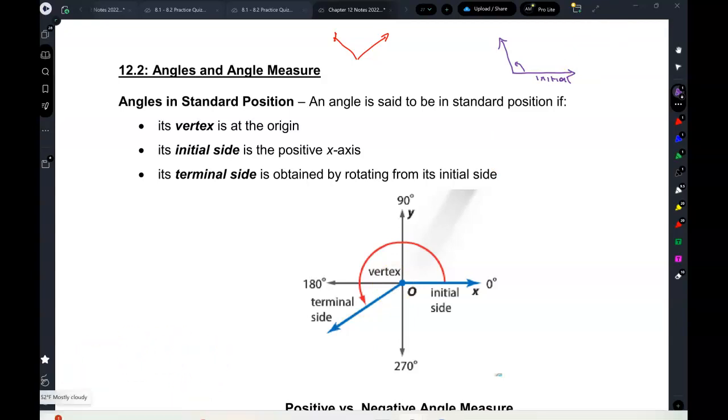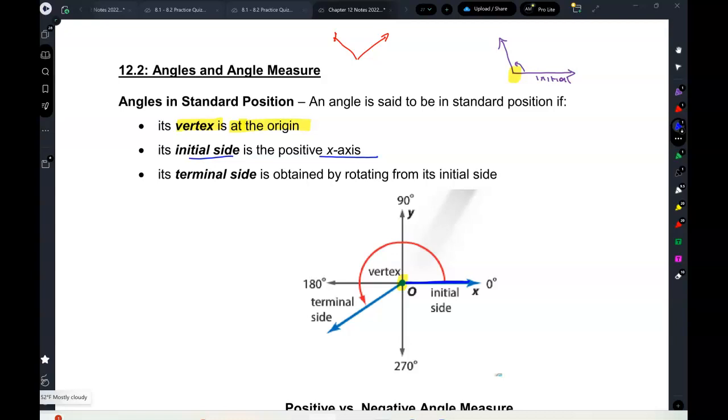Okay, so we're going to take this angle and put it on the coordinate plane. The vertex, you guys know where the vertex is, this one. In order for an angle to be in standard position, its vertex has to be at the origin, right here. The initial side has to lie along the positive x-axis, and then the terminal side is obtained by rotating the initial side.